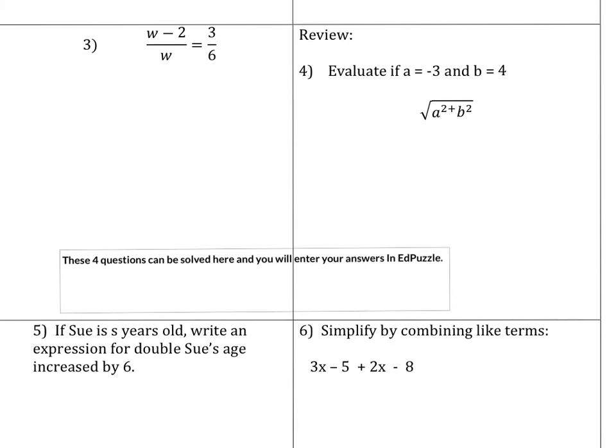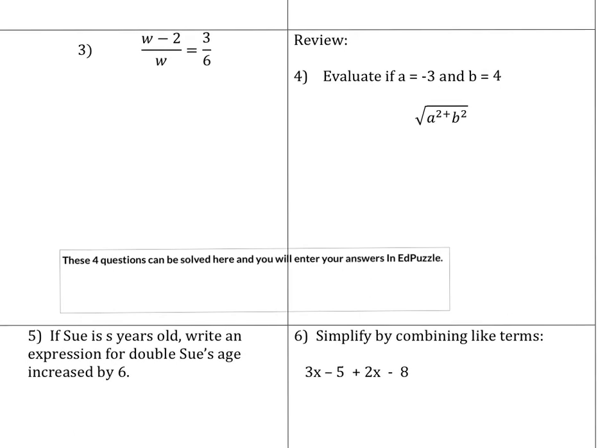I would like you to start with number 3 and solve. I'm going to help you set it up to start with. I want you to solve 3, 4, 5, and 6. I'm going to ask you to actually put the answers in your Ed Puzzle video so I can give you some feedback on those. So let's go ahead and set up number 3. (W minus 2) divided by W equals 3 over 6. We're going to start with putting that expression in parentheses.